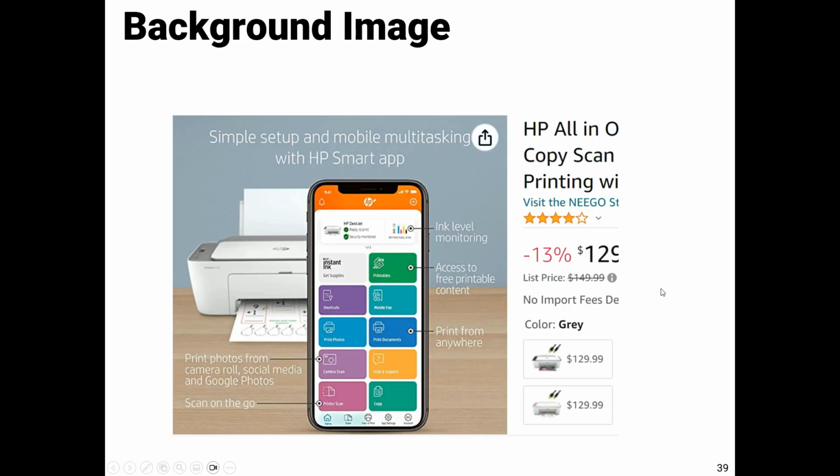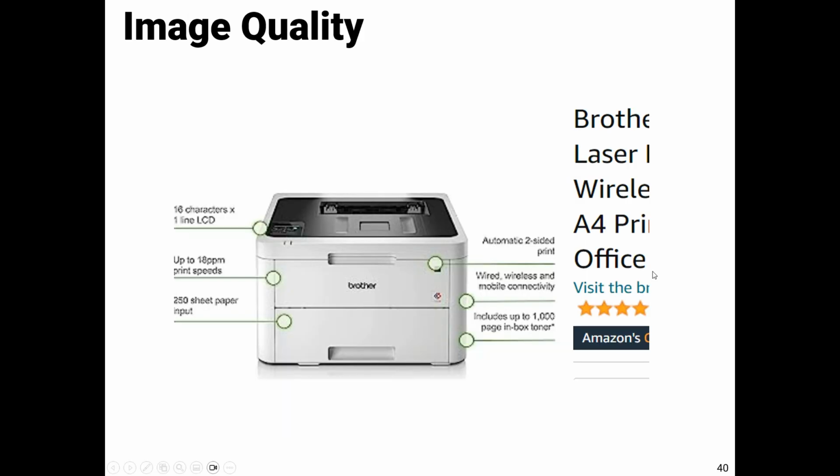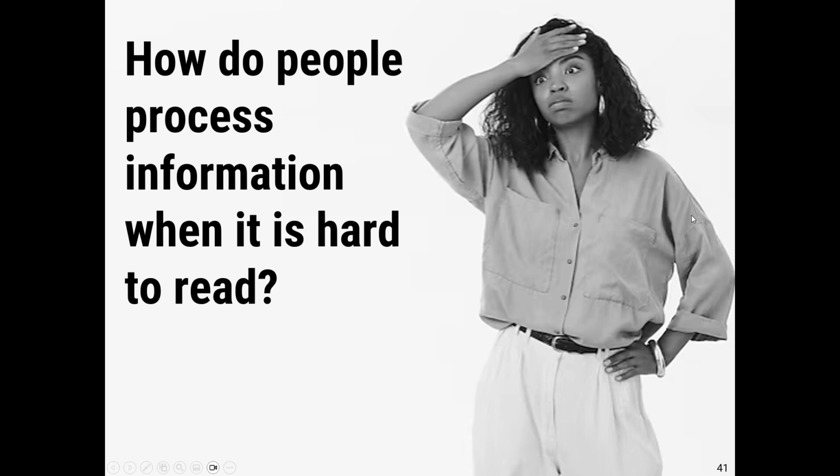There are also other types of disfluency we can observe these days in the real world. For example, as you can see on this screen, adding a background image to product information like this one that was captured from Amazon, or presenting information in a way that the image resolution is not good enough to read the information. So, how do people process information when it's hard to read?